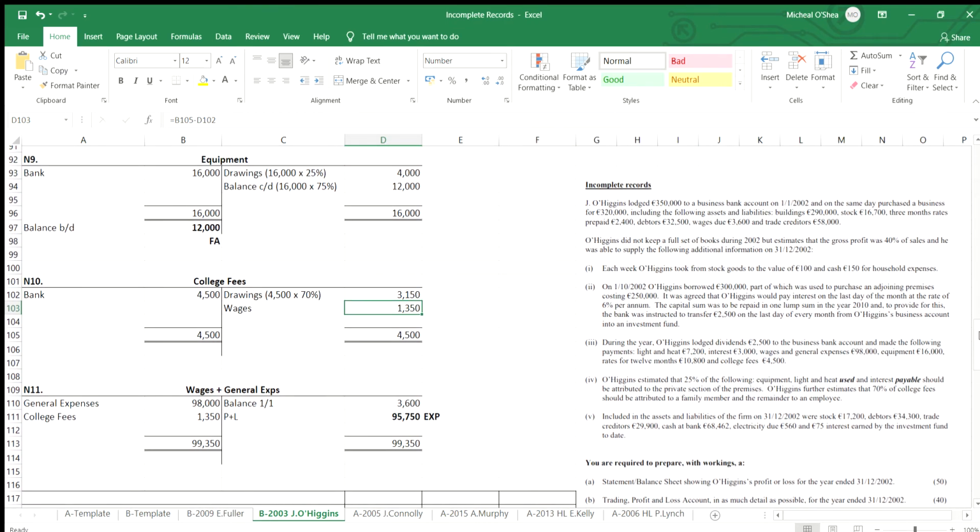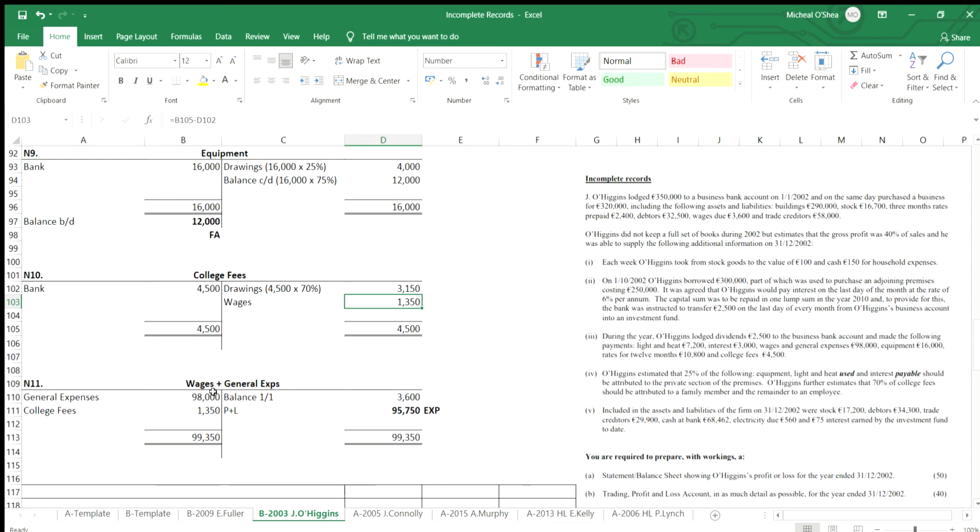The final note of the question is for wages, and we're told that wages at the beginning of the year is 3,600, which again I owe, it's a liability, it's an expense due. It's on the credit side. I know that I've paid for wages and general expenses, I paid 98,000, that'll be the credit side of my bank account, and the debit side here, 98,000. So I've dealt with those two figures at the top. I've also found that I took 1,350 out of my college fees and into wages, so I can put this on the debit side here.